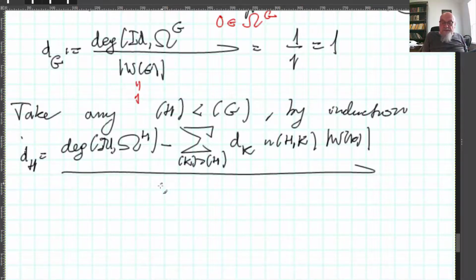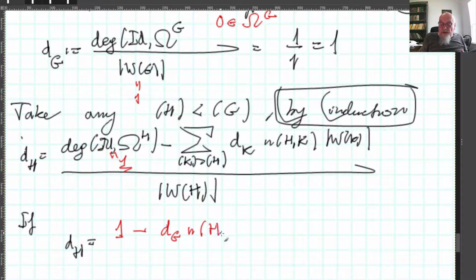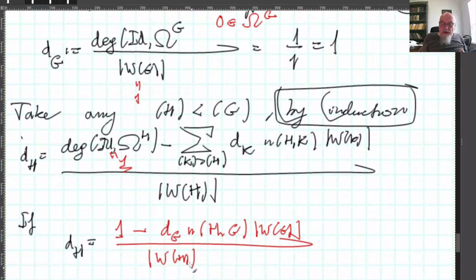So if I start with the first one, so for example, take the first one after H, this is the formula that we are using. So we do it by induction. So if this is the first one, what do I get? I'm getting d_H is equal to that value, which is always 1 by the normalization, so I'm getting 1, and this is minus. And here, because there are no others, I have d_G, and this is n, and this is H_G, and this is w of G, divided by w of H. So notice this was equal to 1, this is always 1, so I'm getting 0.